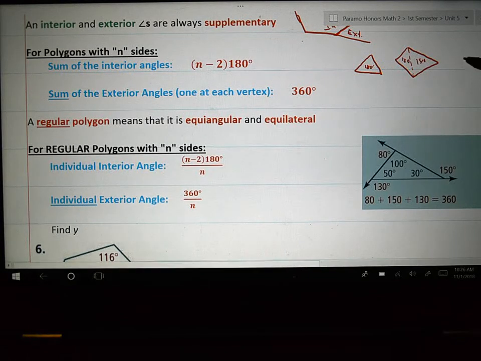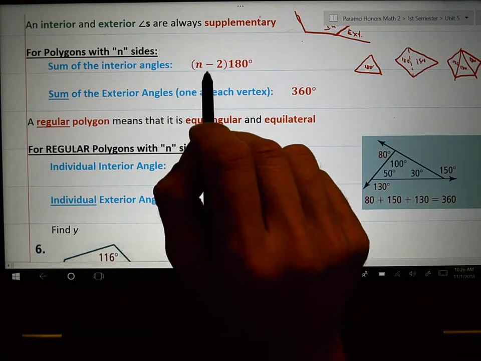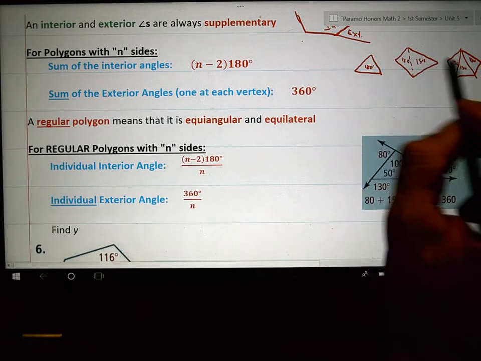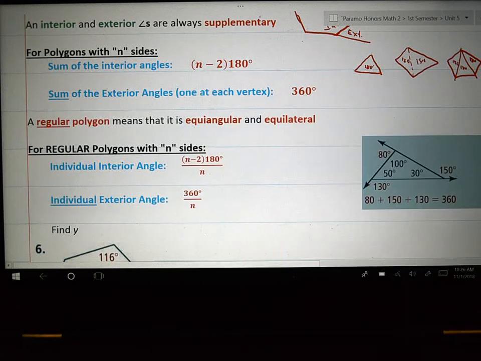If you have a 5-sided shape, you could draw 1, 2, 3 triangles with it, and 3 times 180 is 540 degrees. So I'm hoping you can see that this formula is basically taking away 2 of the sides and multiplying it by 180 because it's all based off of the number of triangles you could fit using one vertex of the polygon in a convex polygon.